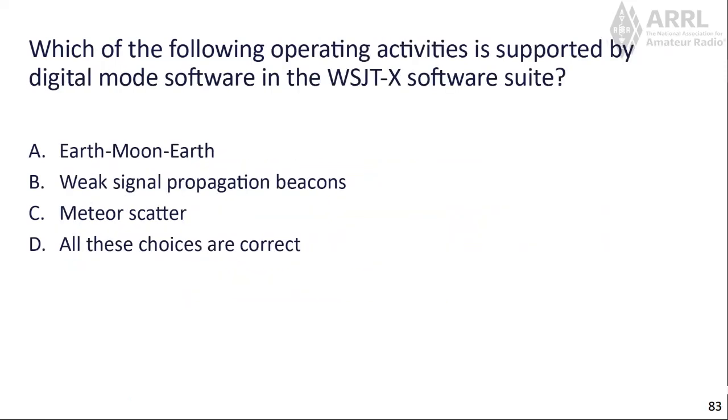Okay. Which of the following operating activities is supported by digital mode software in the WSJTX software suite? They talked about that in your book. All of them. Earth, Moon, Earth, weak signal, propagation beacons, that was Whisper, and meteor scatter, and some others.